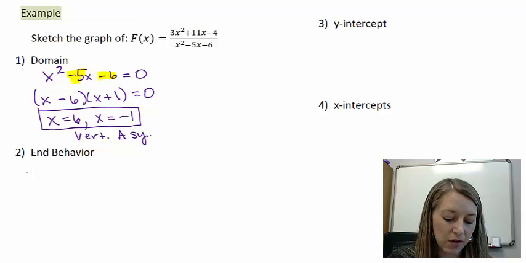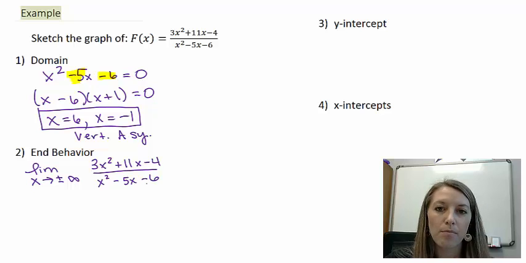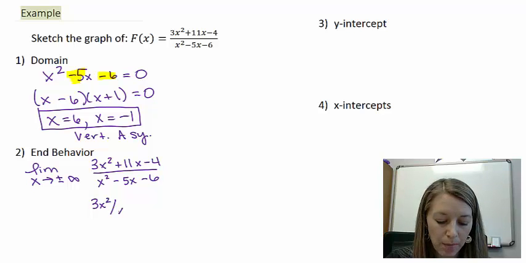Okay, the end behavior. We need to find this by taking the limit as x is approaching both positive and negative infinity of my function. Now, since this is a rational function, we could double check this by using the shortcuts that we learned back in the college algebra portion, but we might as well go ahead and use the calculus limit rules that we've learned. We know that we want to divide everything by the highest power of x in the denominator, so I need to divide every single term by x squared.